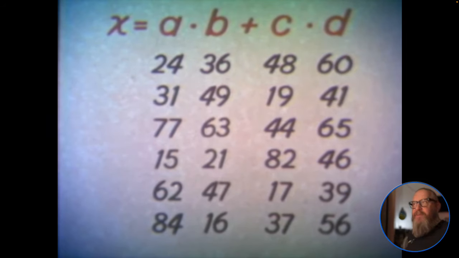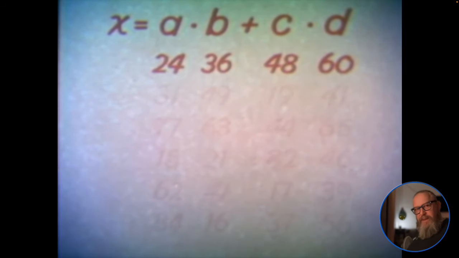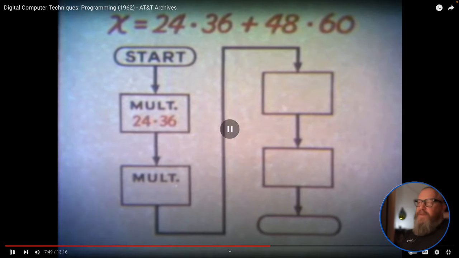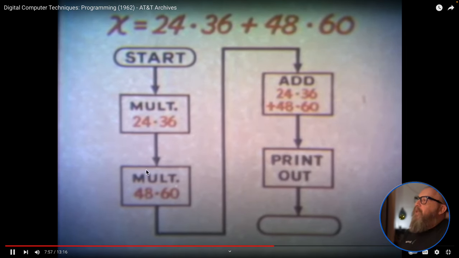Printing out the solutions. We will follow the process for one set of data, 24, 36, 48, 60. Now the flowchart for this problem is a simple one. The key operations are start, multiply the first two numbers, 24 and 36, and print out the answers.